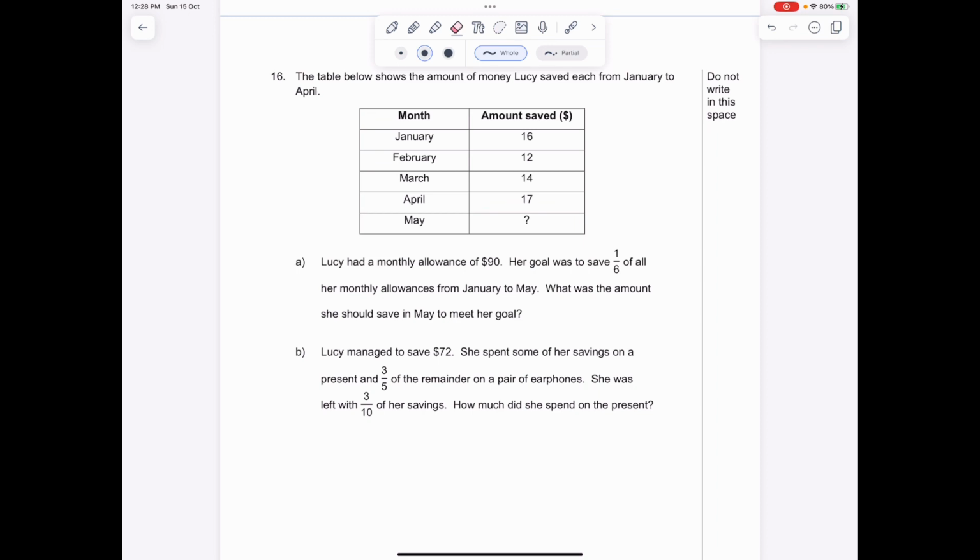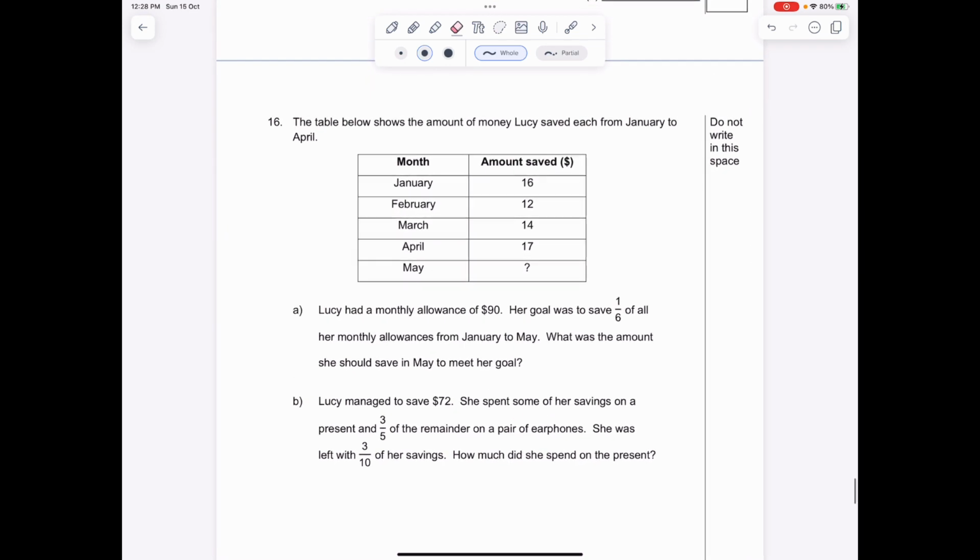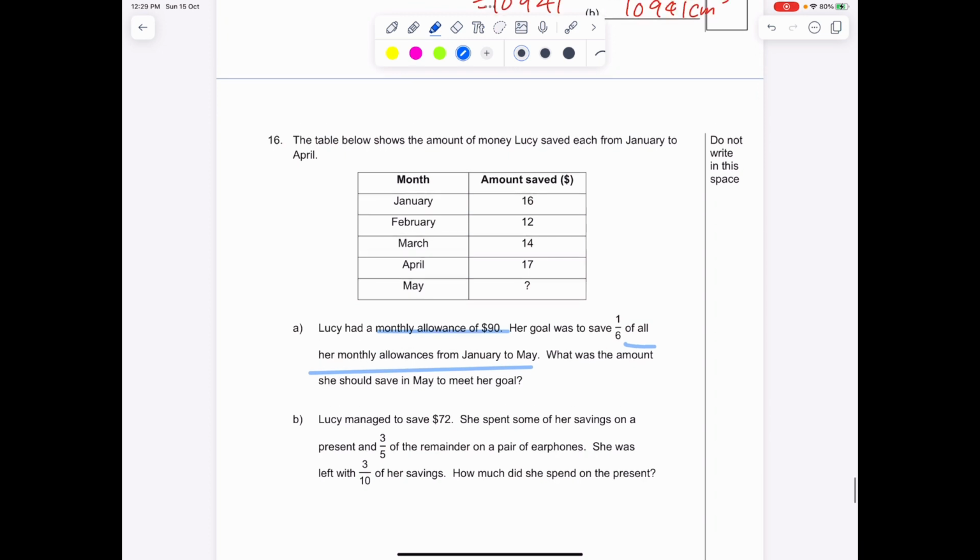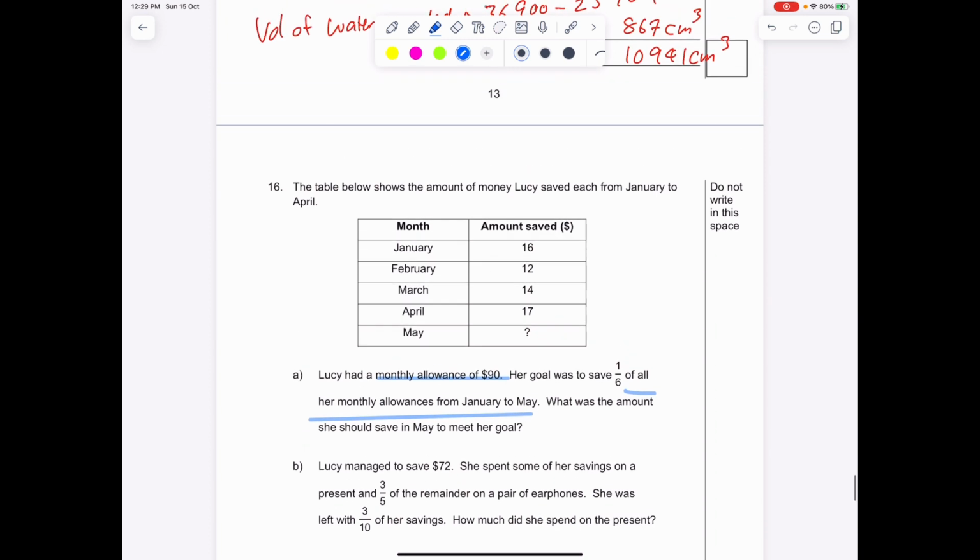Next. A table below shows the amount of money Lucy saved from January to April. Lucy had a monthly allowance of $90. Her goal was to save 1/6 of all her allowance from January to May. What was the amount should she save to meet her goals?